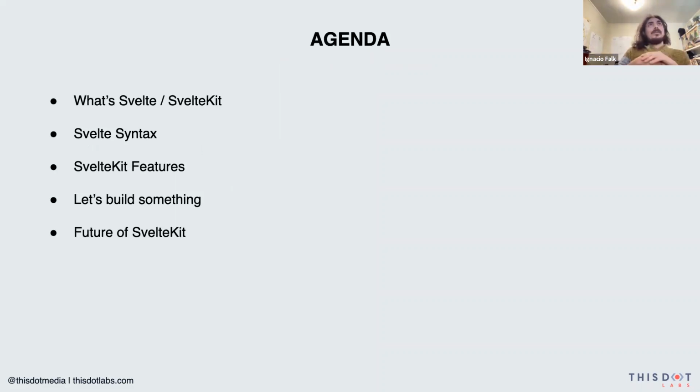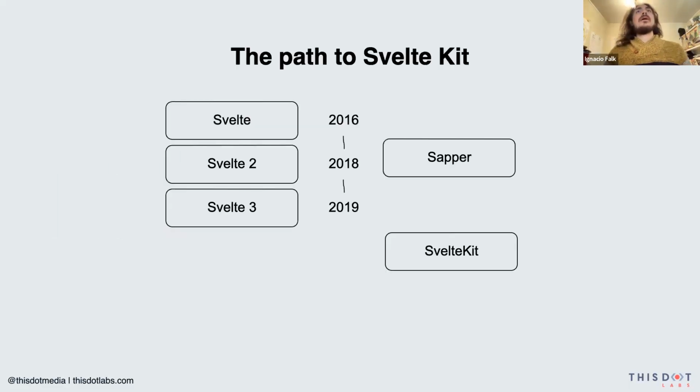What are we going to be looking at today? We're going to talk about what's Svelte and SvelteKit, what's the difference, and then we're going to be looking at some of the Svelte syntax because we're going to be using it on Svelte pages. Then we're going to look at some SvelteKit features and how it works. And then we'll try to build something or part of something of an application. And then we'll look at what's coming next for SvelteKit because there are more plans. It hasn't reached version 1 yet, but soon, hopefully. And yeah, let's start with it.